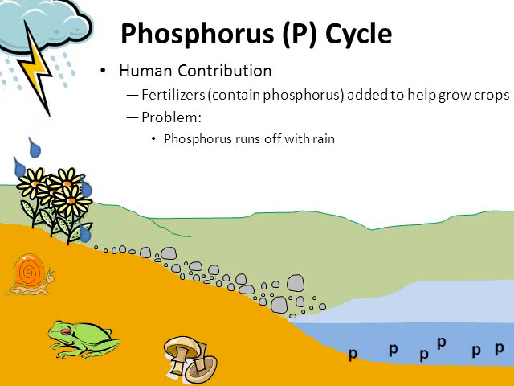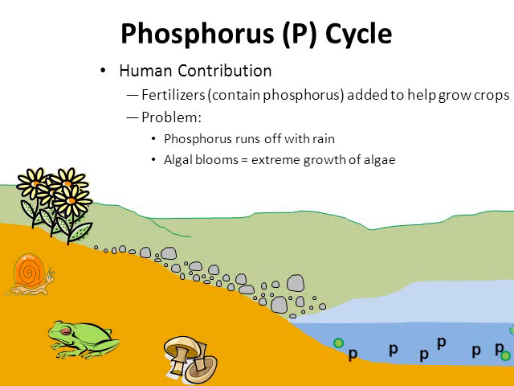This is going to lead to another problem. This often causes what are called algal blooms, an extreme growth of algae. In the animation, you see the water in the pond is turning green because of all the algae that is now being stimulated to grow from all the phosphorus. Phosphorus is a fertilizer. It stimulates the growth of algae as well as stimulating the growth of crops. Why is this bad?